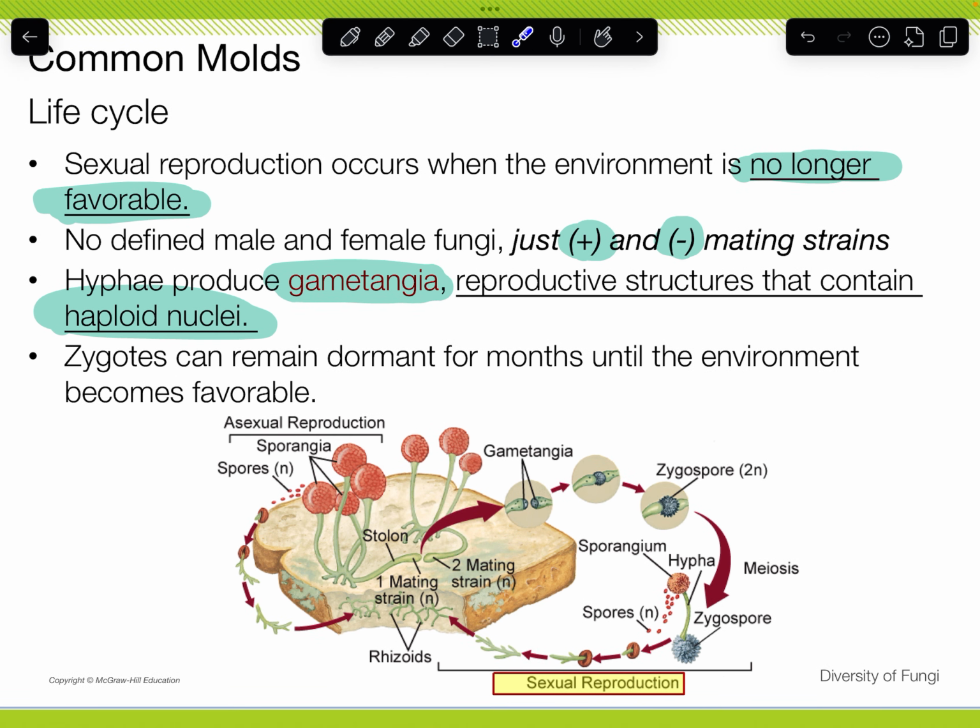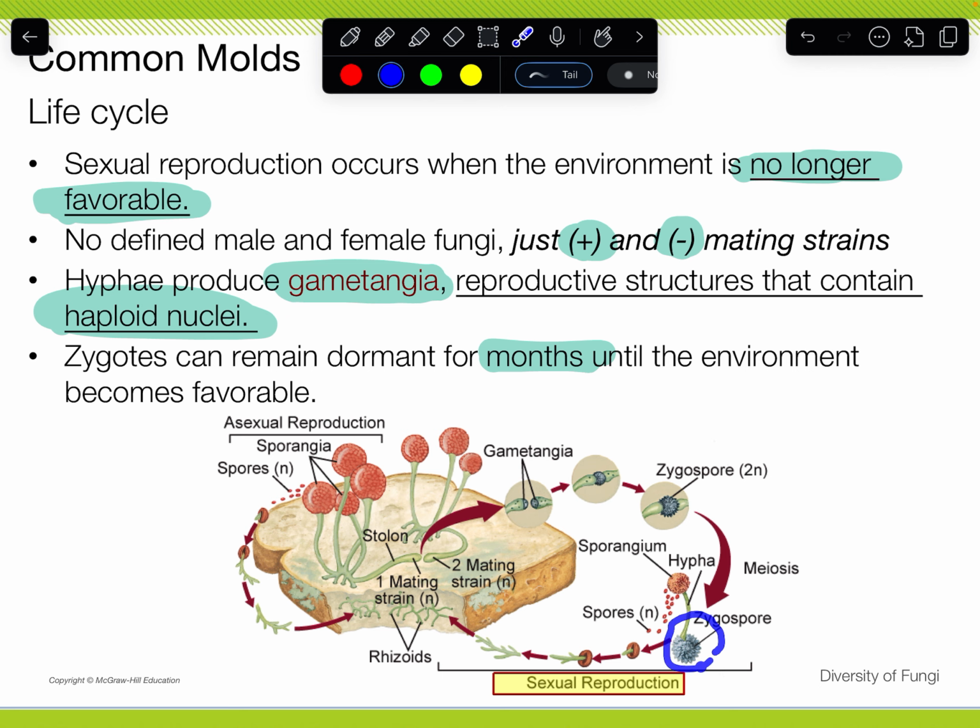Now, interestingly, that zygospore, which contains the zygote, is able to remain dormant for months until the environment becomes favorable again. So these spores can last a very, very long time. But once we reach favorable conditions again, that zygospore is then going to germinate.